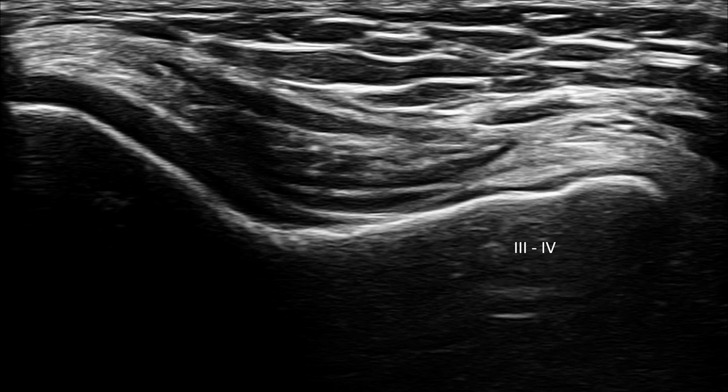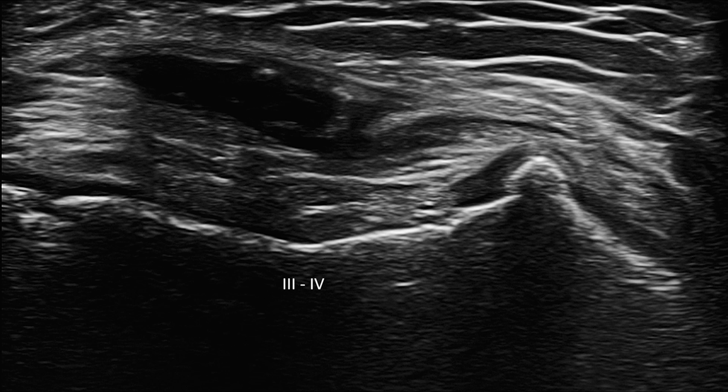Cartilage thickness is markedly reduced. Subchondral bone irregularity indicates progression toward grade 4. This image demonstrates near-complete absence of cartilage over a large portion of the trochlear surface. The subchondral bone is irregular.